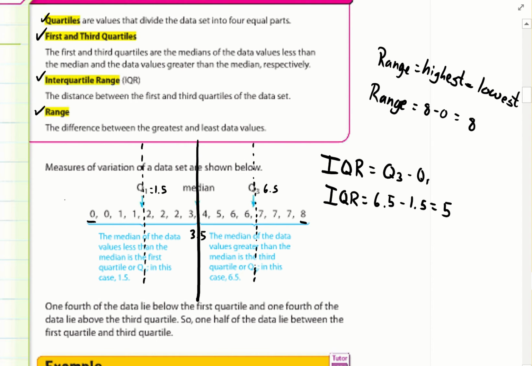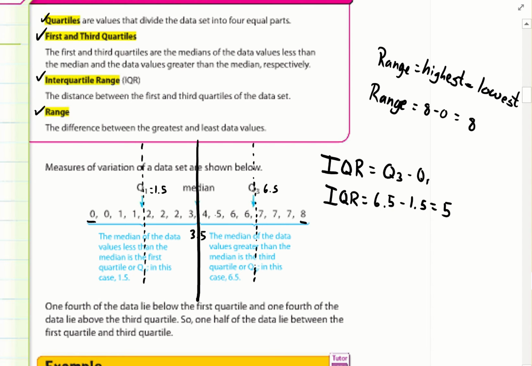So my first half, what's in the middle? My median of my middle is in between 1 and 2. If you notice, I have 4 numbers on the left side, 4 numbers on the right side. So my middle's in between there. So quartile 1 is going to be 1.5.